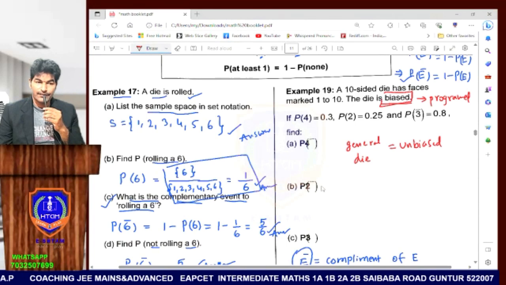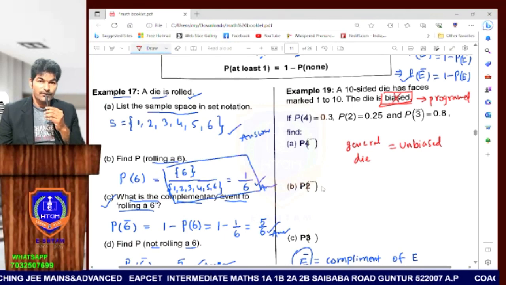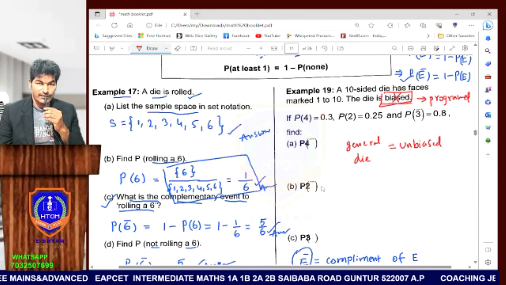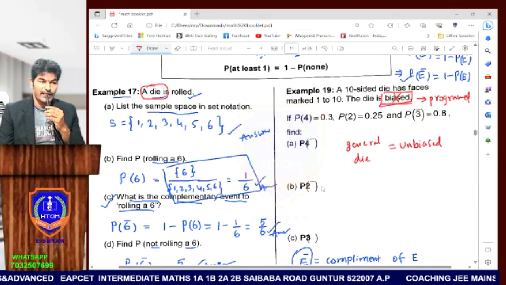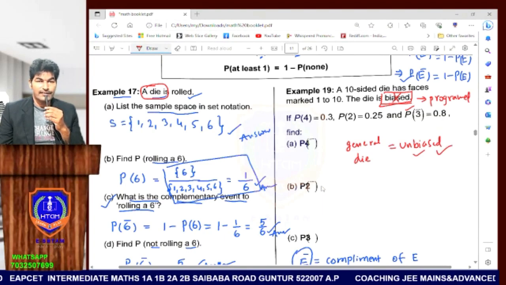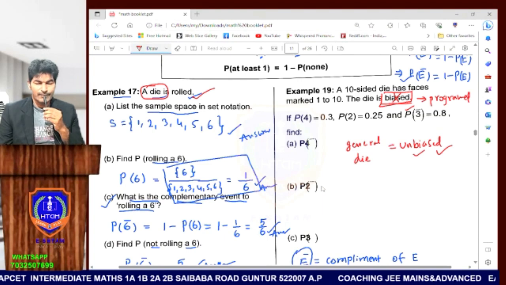Suppose he doesn't say anything like biased or unbiased. Then what do we do in that case? We will treat it as a general case. If he has not mentioned anything, we will treat it as a general die. For example, look at this example. A die, he said, and he doesn't mention whether it is unbiased or biased. In this case, we will treat this die as unbiased. That means it's a normal die, a general die, the kind we use in our daily life, and we will solve the problems accordingly.